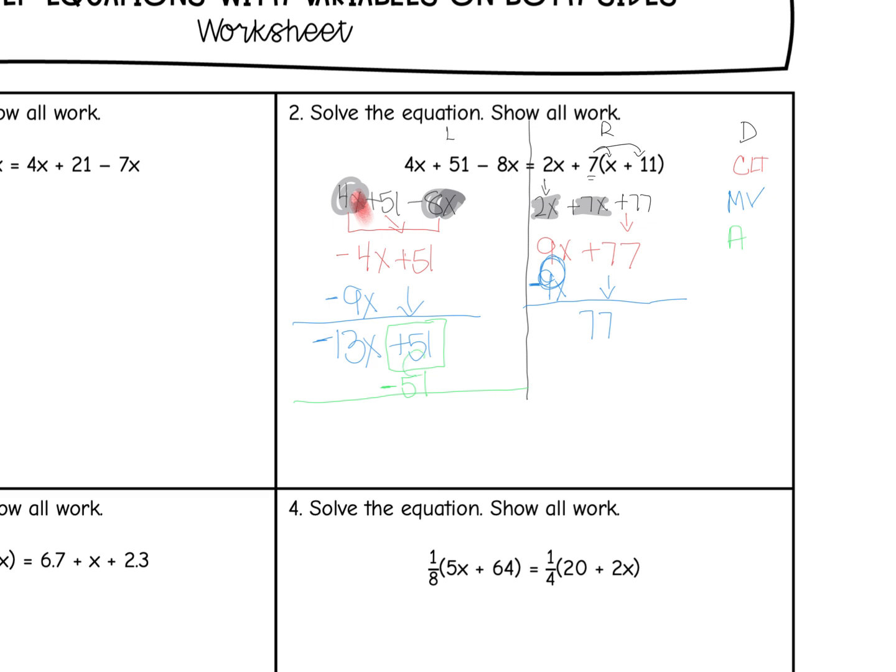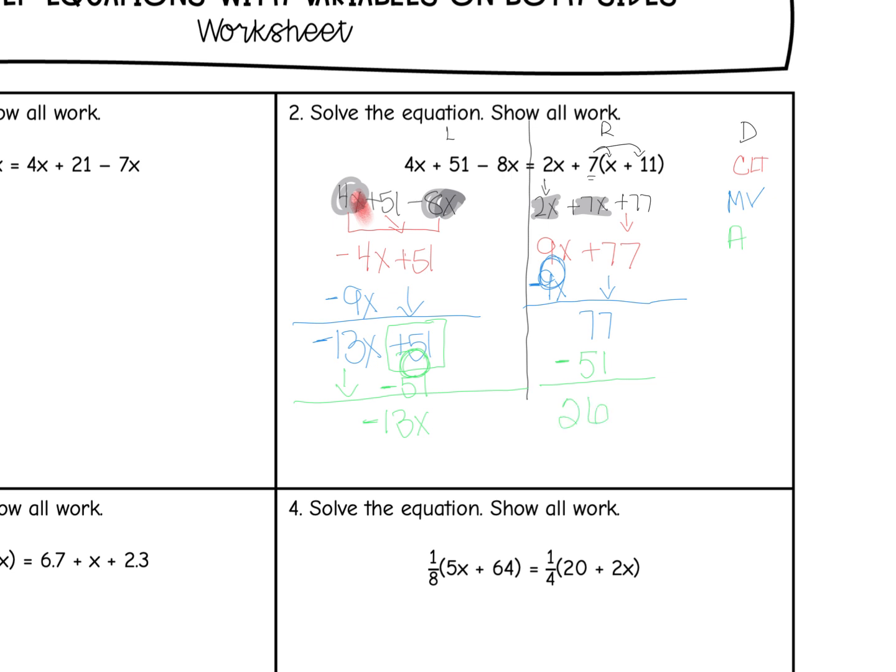And when I do that, that works. It makes that 0. Okay, I'm going to bring down my negative 13x. And with the equation, whatever I do to one side, I do to the other. So if I subtracted 51 on the left, I'm going to subtract 51 on the right. And I can plug that into Desmos. 77 minus 51 gives me a 26.